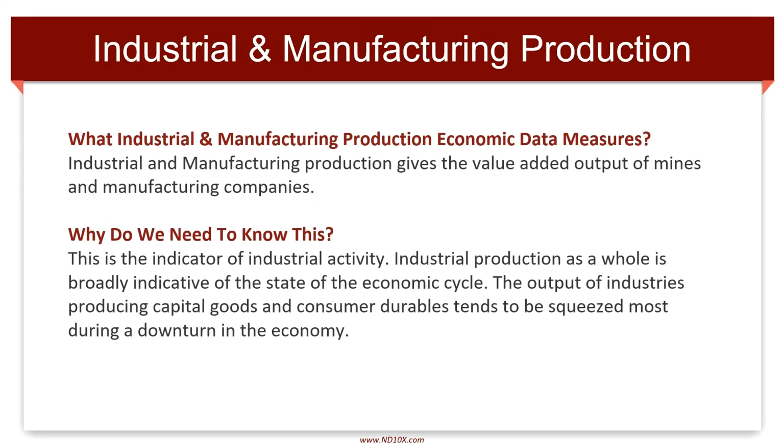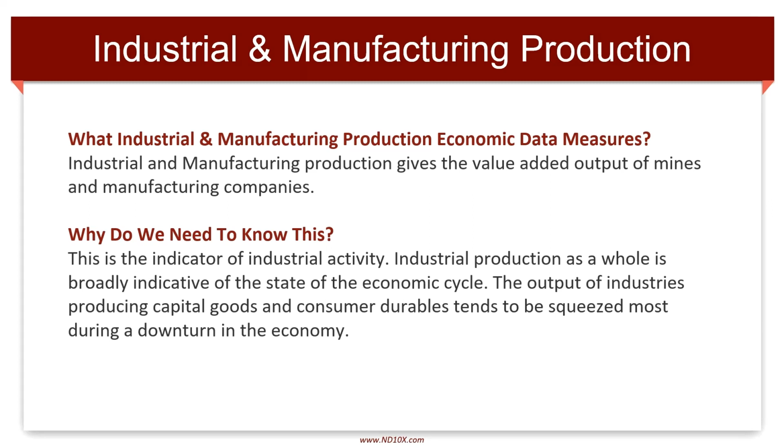Industrial and manufacturing production. What does industrial and manufacturing production economic data measure? Industrial and manufacturing production gives the value-added output of mines and manufacturing companies. Why do we need to know this? This is an indicator of industrial activity. Industrial production as a whole is broadly indicative of the state of the economic cycle.